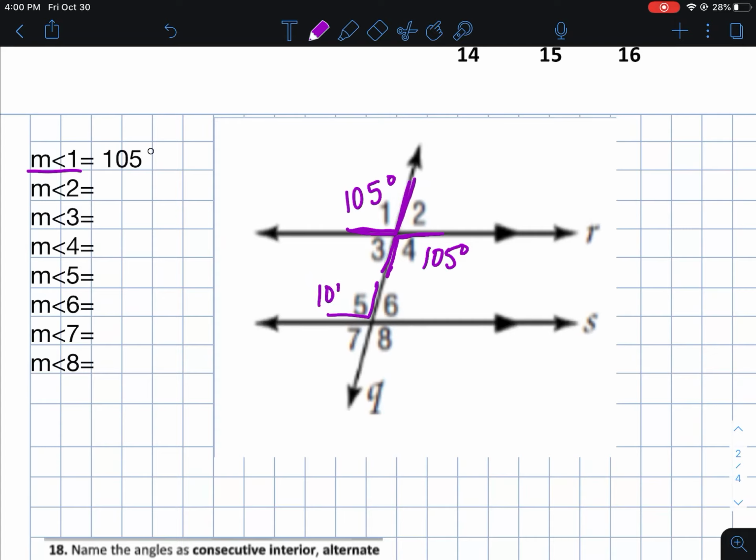Here's another one. And then 8 is the last one. Oops, 5. Okay, so you can fill those in if you would like to. So 4, 5, and 8.